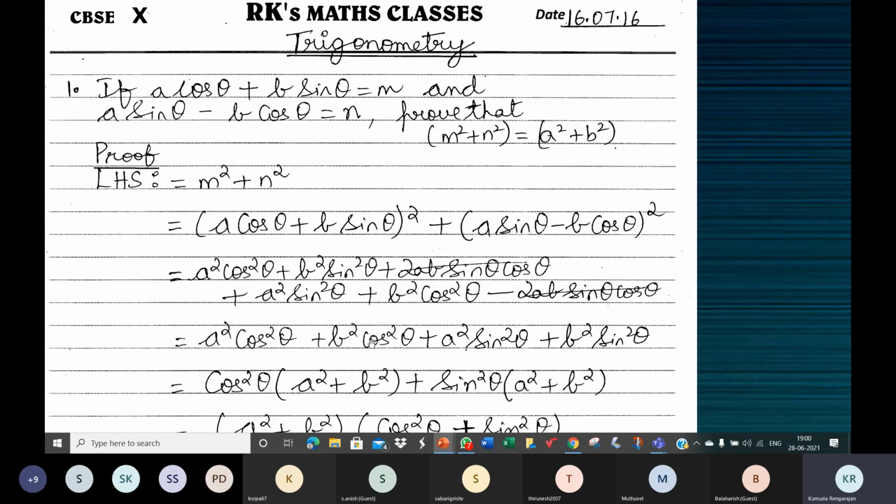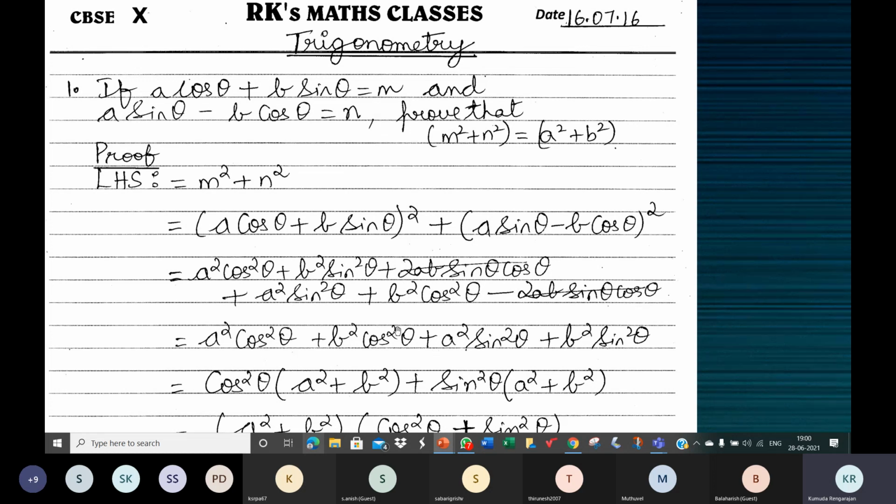So we are grouping these 2 terms which have cos square theta in it, a square cos square theta and b square cos square theta, and the remaining 2 terms which have sin square theta. That is the basis of my grouping. Your basis can be different. You can group a square cos square theta and a square sin square theta, because both of them have a square in common. And you can group b square cos square theta and b square sin square theta because they have b square in common. So the basis of grouping can be different because you have that option here.